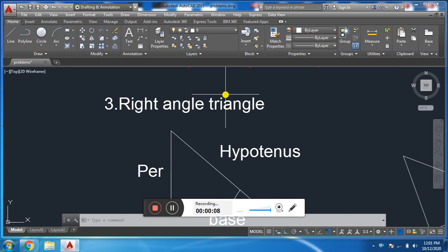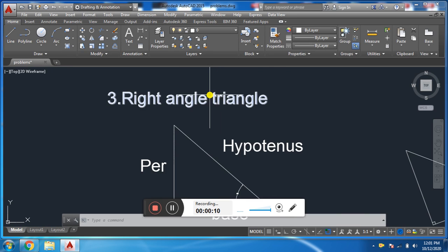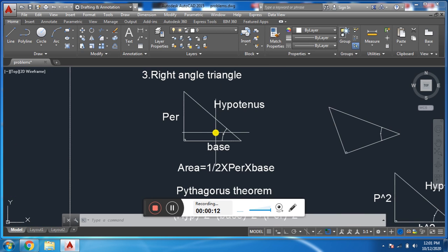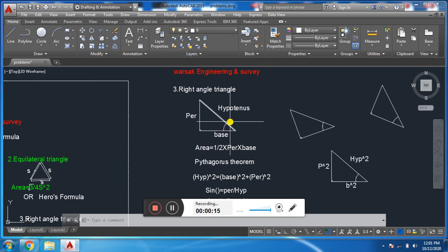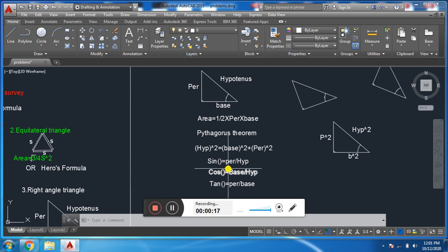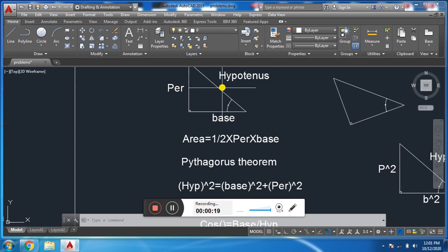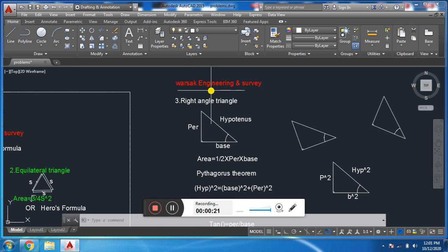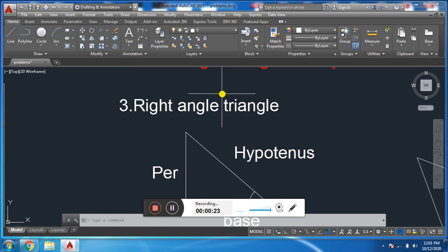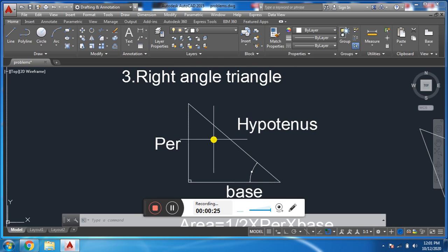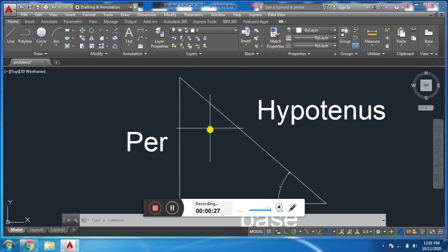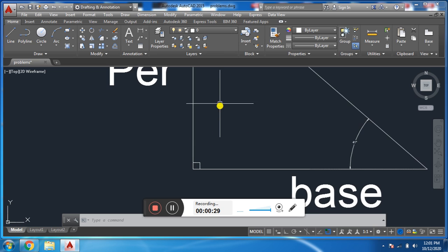Today I am going to discuss the right angle triangle, Pythagoras theorem, and trigonometric ratios, meaning sin theta, cos theta, and tangent theta. First of all, we will discuss what is meant by a right angle triangle. It is a triangle having one angle of 90 degrees.